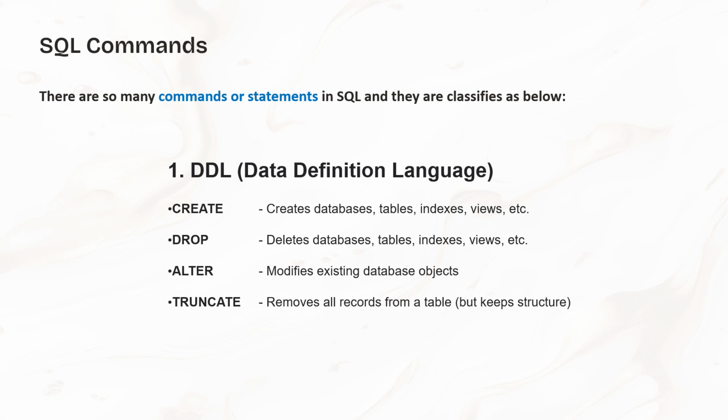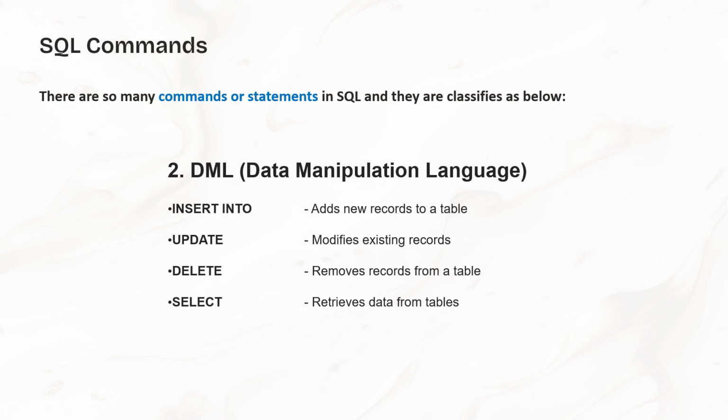So one of the most important classifications that we have to learn in SQL is data definition language, where we have four commands: create, drop, alter, and truncate. Moving forward, we have the second category of commands called data manipulation language commands, also abbreviated as DML commands, which are again four in number. The first one is insert into, which will help you add records to your table.